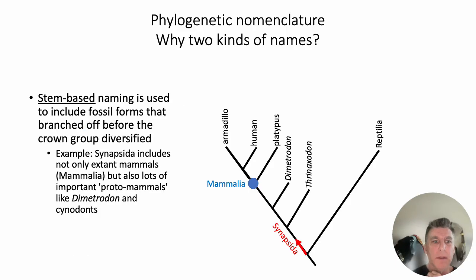And these are included under a stem-based approach. So stem-based naming is used to include fossil forms that branched off before the crown group diversified and that people want to kind of associate with that group. So Synapsida is a really well-recognized, well-known stem-based name for the clade that includes all the extant mammals, but also the things that branch off on the way to mammals. So, cynodonts, Thrinaxodon, these things that are sometimes misnamed mammal-like reptiles, Dimetrodon. So we'll look at these.